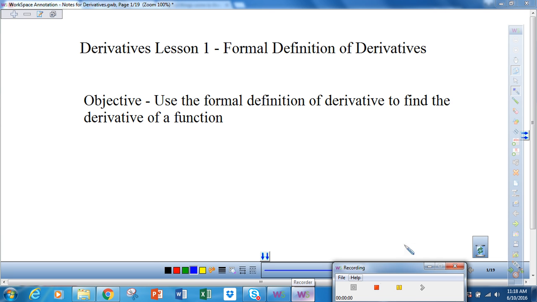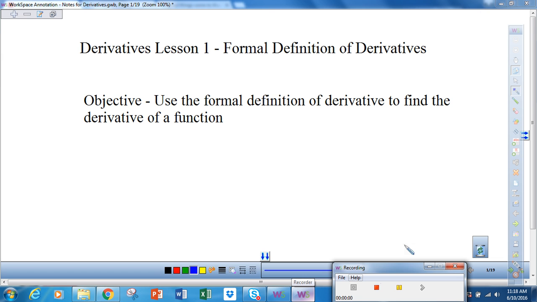Okay, welcome to Derivatives Lesson 1. Now, derivatives is a very important topic in calculus. As a matter of fact, the first quarter of calculus is basically spent on derivatives. Then when you get to BC, you do more derivatives. So derivatives is a huge topic in calculus.